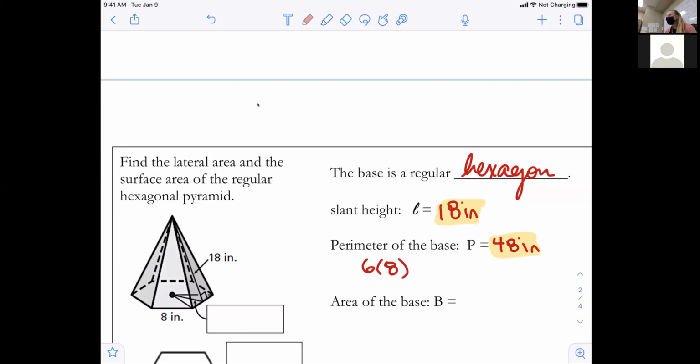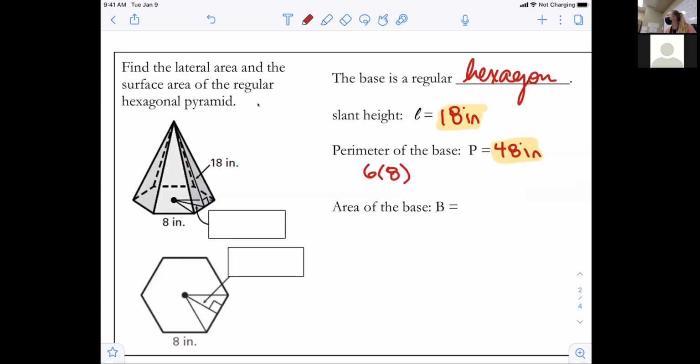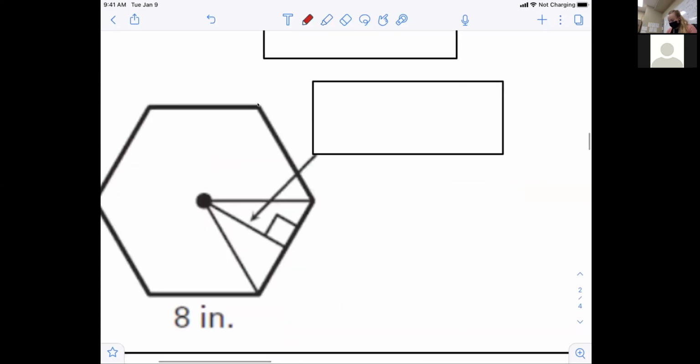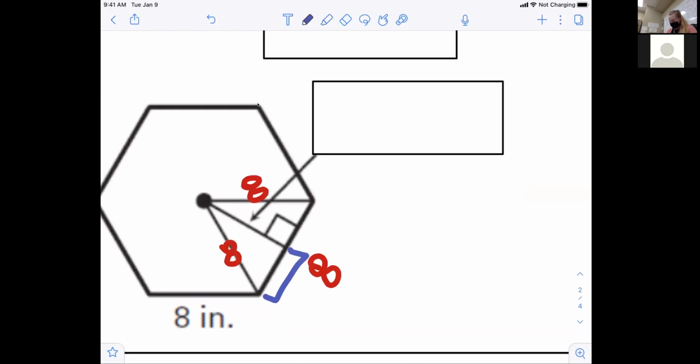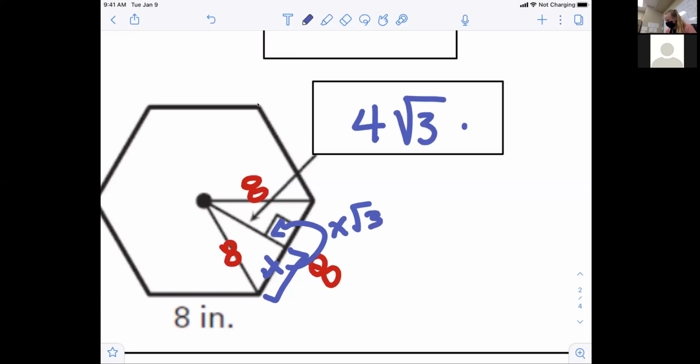Area of base though, I redrew that picture for you. I redrew the base as a 2D shape, hopefully to make it look a little bit nicer. I know that I've got these little equilateral triangles, so all of these sides are 8. What does that make this side right here? 4. And what does that make my height? What do you do to go from the short leg to the long leg? Perfect. Multiply by root 3, I've got 4 root 3 inches.